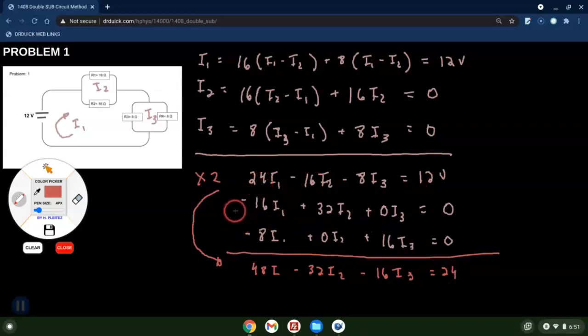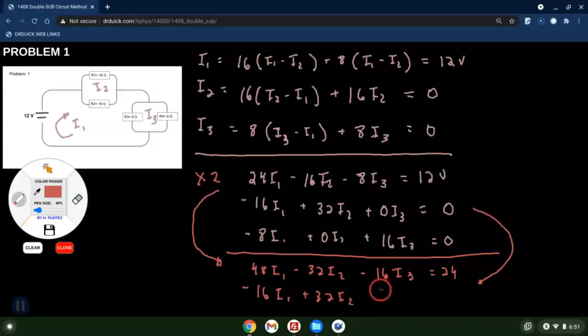And then if I take this equation right here, I'm going to put it down underneath of it, and you'll see what's going on here. I have minus 16 I1, it's still I1, sorry, plus 32 I2, and I have plus 0 I3. Nothing's going to change with this equation.